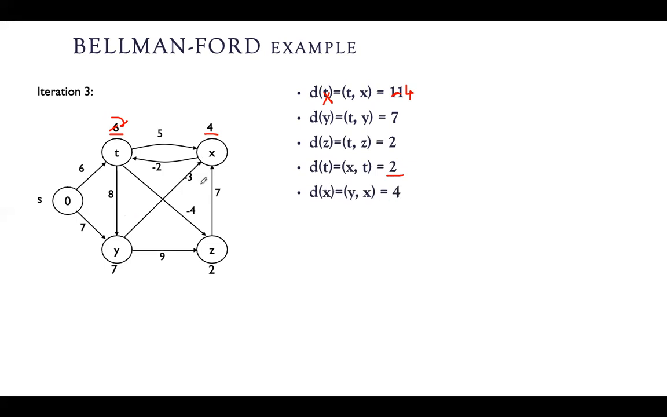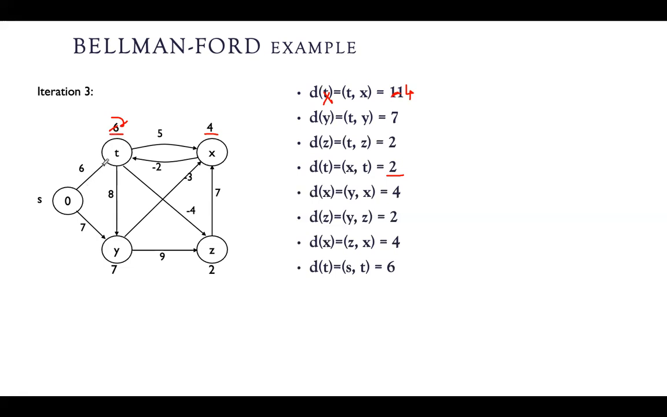Next, y to x. 7 minus 3, already 4 is there, no update. Y to z, 7 plus 9, 16. No need to update, it's already a small distance. Next, z to x. 2 plus 7, 9, which is greater than 4. No need to update.